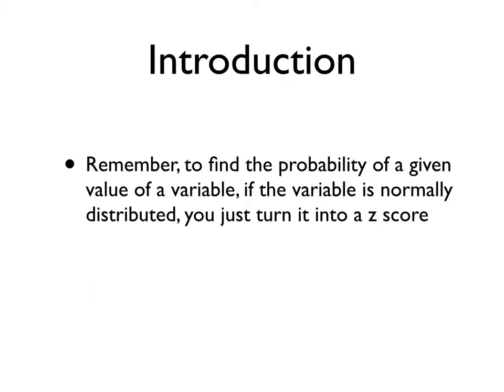Remember, to find the probability of a value of a variable, this is what we talked about last time: if the variable is normally distributed, we turn it into a z-score. That was what we did at the very end, wasn't it? Just took something, turned it into a z-score. Okay?